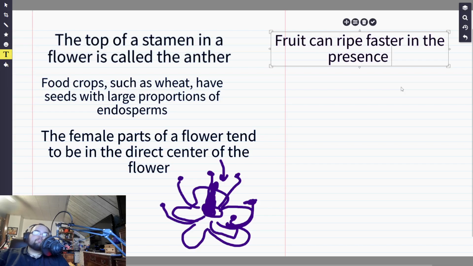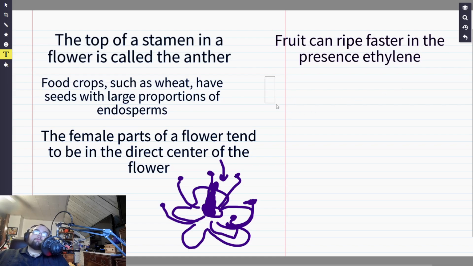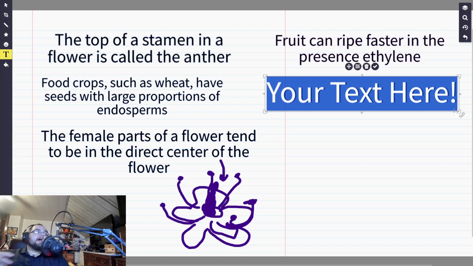Fruit can ripen faster in the presence of ethylene. As fruits ripen, they produce ethylene gas. And so if ethylene gas is there, it encourages the fruits to ripen. So they say, if you have bananas that aren't ripe, put them in a bag with a couple of apples. It's because apples ripen faster, and when the apples ripen, the bananas are encouraged to ripen.